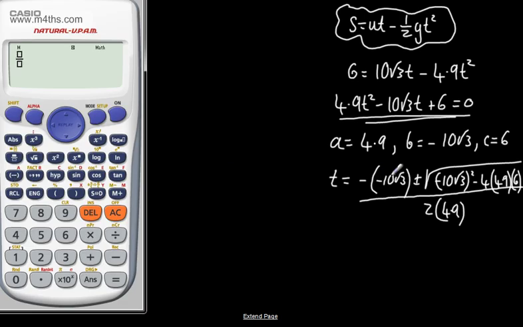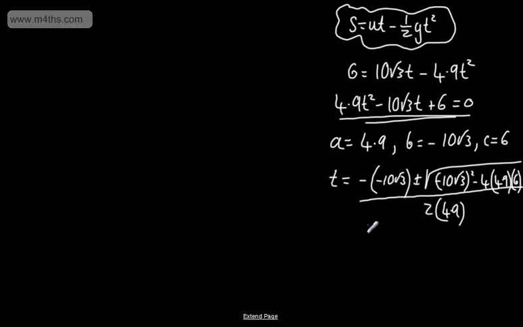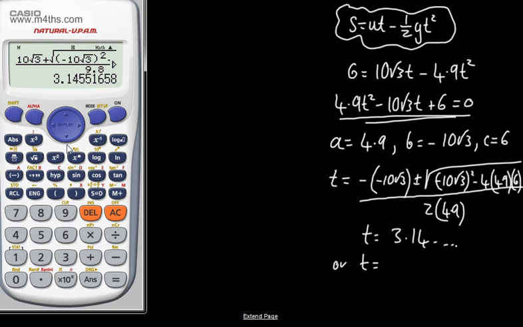We're going to have now negative, negative, so we're going to have 10 root 3. Then we're going to have now plus the square root of negative 10 root 3, which we need to square. And we are going to now subtract from that 4 times 4.9 multiplied by the 6, and we're going to put that now over 2 lots of a, which is 9.8. That gives us now 3.14, so t is equal to 3.14 dot dot dot, or we're going to have t hopefully equal to the other answer, and we can find that by switching over this symbol now to the negative.